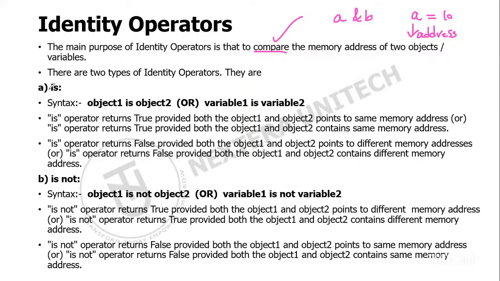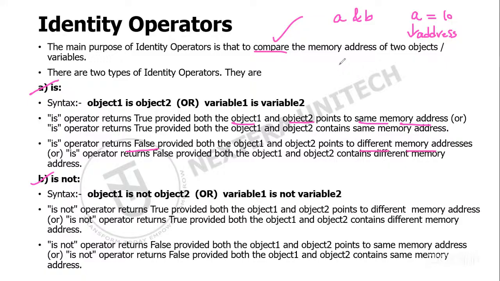And we have two identity operators. One is "is" and the other one is "is not". When does the is operator return true? When both the objects share the same address. When they point to the same address, the is operator will return true. What if both objects are pointing to different addresses? Then the is operator returns false. In the same way, "is not" works quite opposite to "is". So this is all about identity operators.